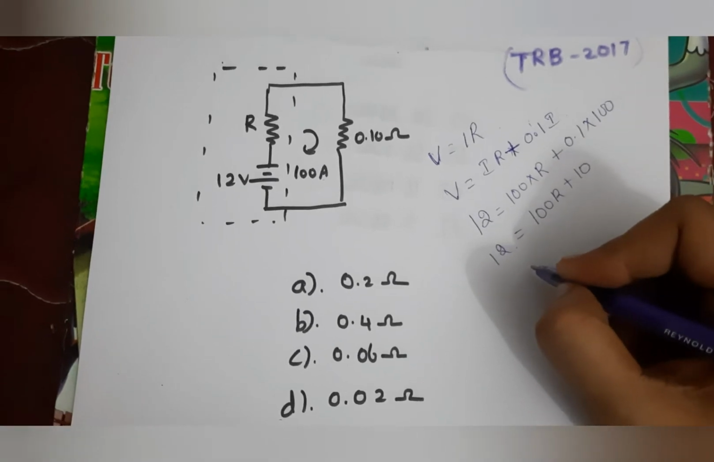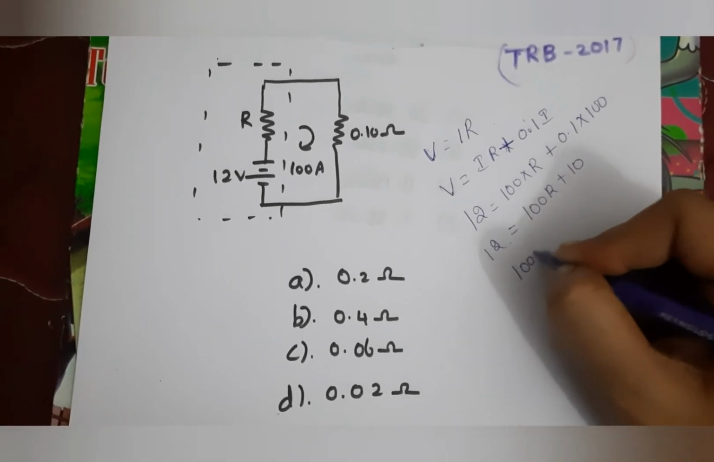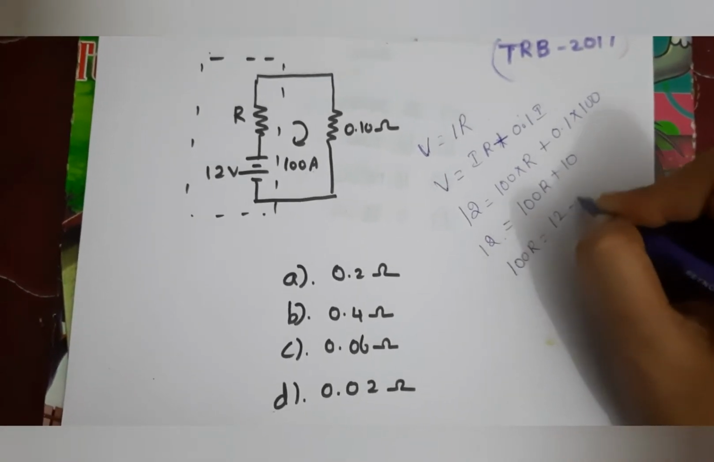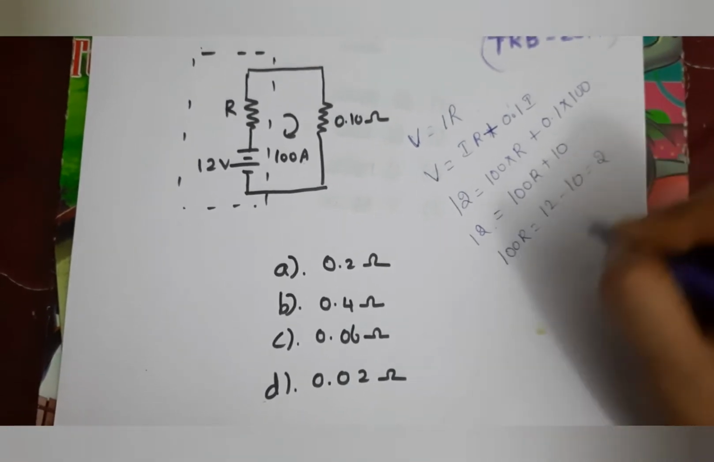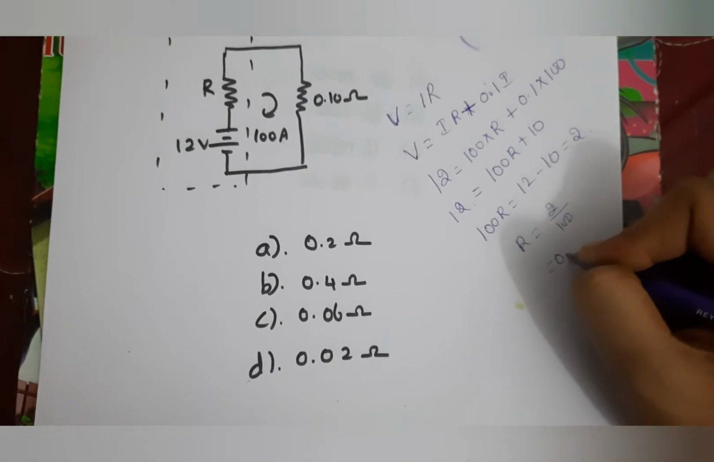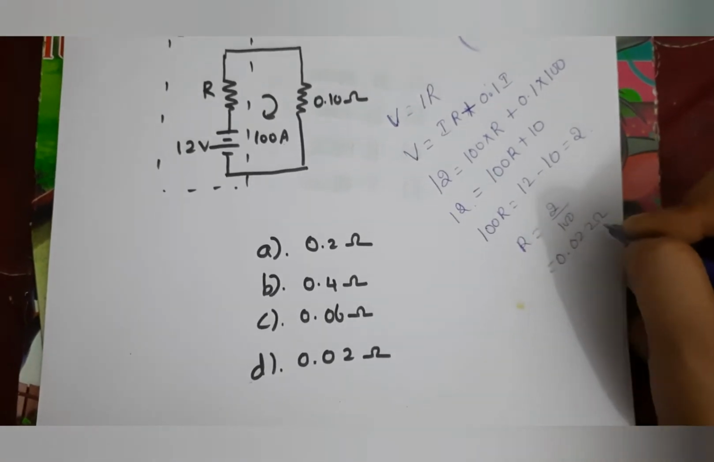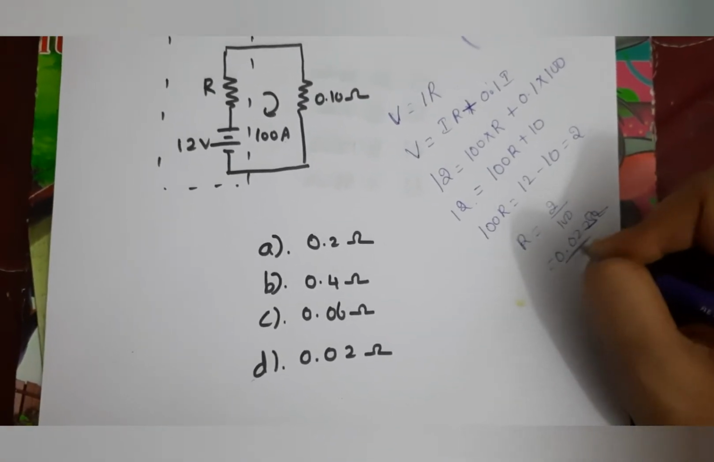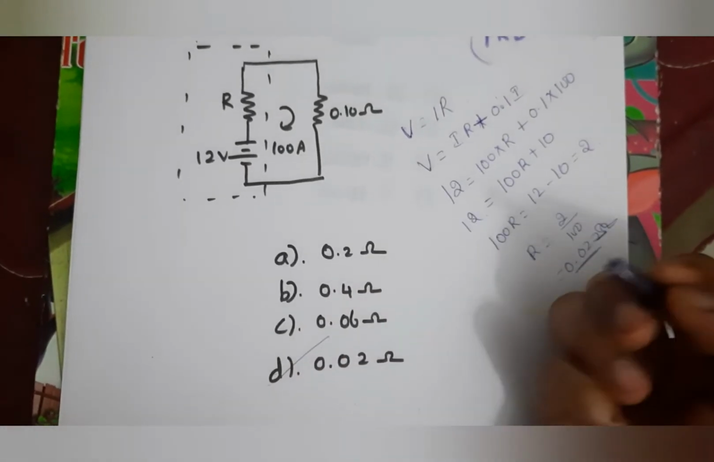So now 100 R becomes 12 minus 10, that is equal to 2. So R is equal to 2 divided by 100, that is 0.02 ohm. So here the answer is D.